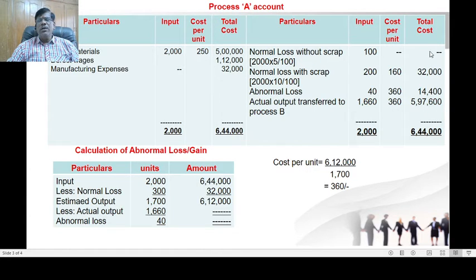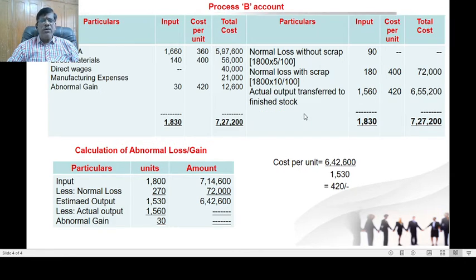Now we can total all these items in the last column: 32,000, 14,400 and 5,97,600. You will get 6,44,000. Then the debit side and credit side should be equal. The debit side is also the same, 6,44,000. The unit column should also be equal. Debit and credit columns should be equal. This is the process A account. Then this is transferred to process B account.